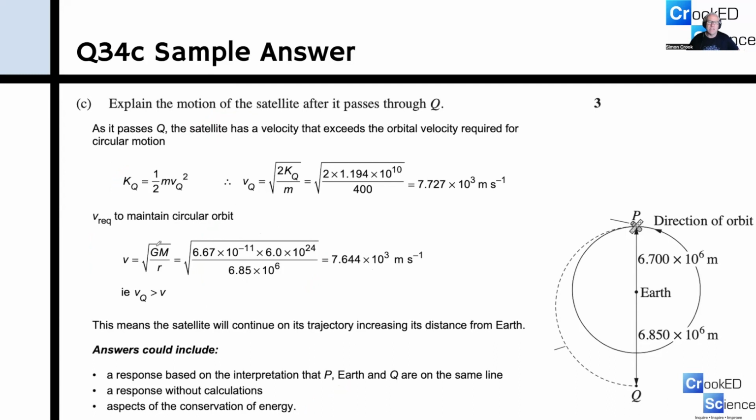The suggested answer is that the velocity at Q is determined using these incorrect values, and then comparing that velocity with the orbital velocity, and therefore deducing, since the velocity of the satellite at this point is greater than the orbital velocity, it is going to keep flying out further. Now, that physically couldn't happen.